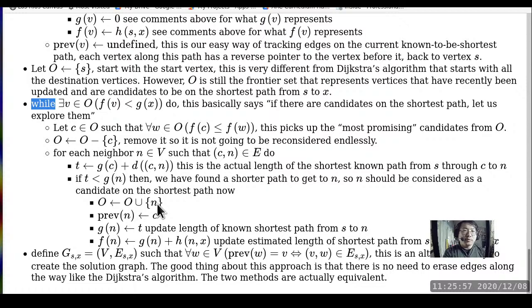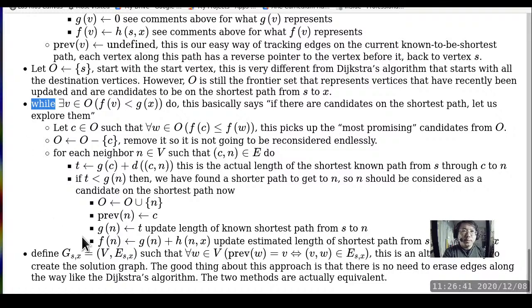We also have to add vertex n to the set O because we have just found a shorter path from the starting point to vertex n. Maybe this will impact the vertices immediately connected to vertex n, so maybe we should explore those in a future iteration of the while loop. That is why we are adding n to the set O. Updating g of n and updating f of n makes sense, right? Because we just found a shorter path, let's go ahead and remember the length of that shorter path, which is g of n.